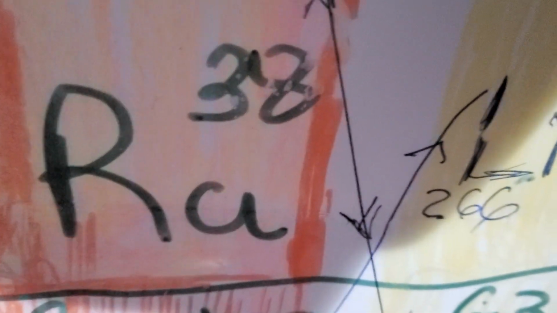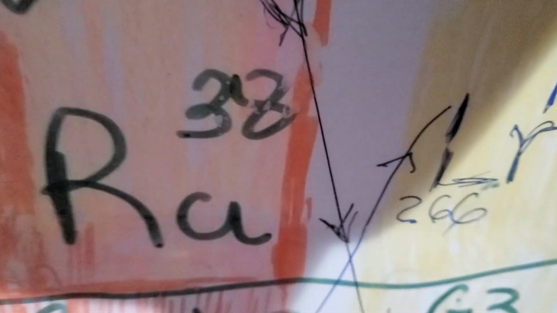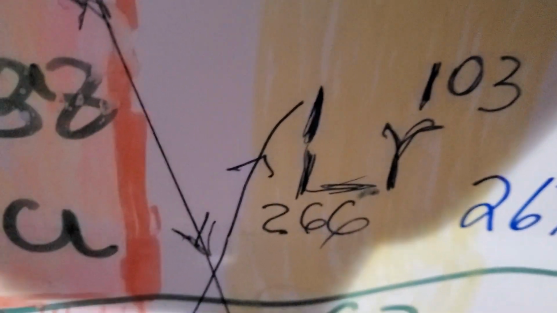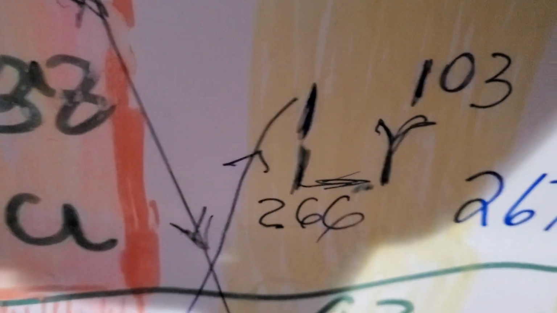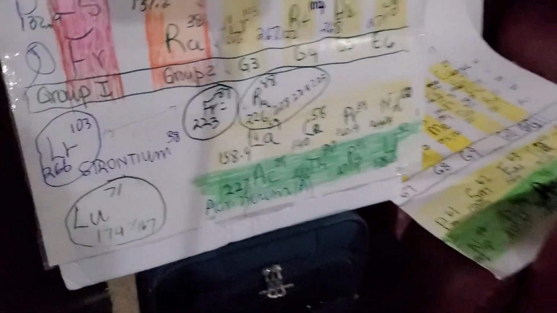It's synthetically produced. It doesn't occur in nature naturally, synthesized in the laboratory by one Ernest something. I'll soon let you know his name. But here's the atomic number 103, 266. It's artificially produced, or synthetically.